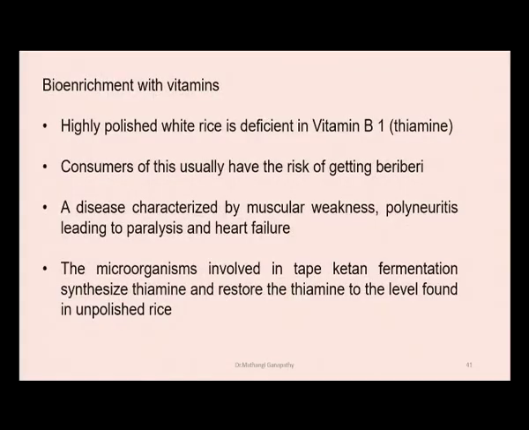Bioenrichment with vitamins. If the staple food is rice, for example polished white rice, it is deficient in vitamin B1, which is thiamine. So, consumers of white polished rice will have the risk of getting beriberi. This disease is characterized by muscular weakness, polyneuritis, which leads to paralysis and further heart failure. But the microorganisms involved in the tape ketan fermentation synthesize thiamine and restore the thiamine to the level which is found in unpolished rice. So, if you eat fermented tape ketan, then there is no probability of getting a thiamine deficiency, so the disease can be prevented.